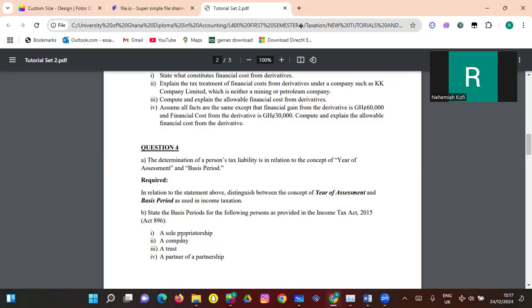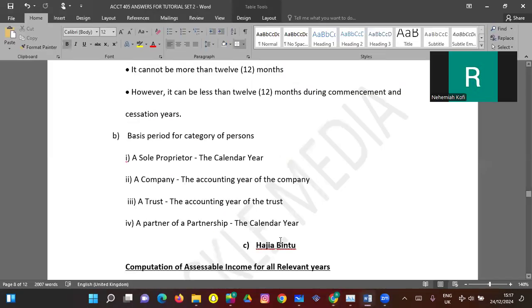So state the basis period for the following persons as provided in the Income Tax Act 2015: a sole proprietorship, a company, a trust, and a partner of a partnership. Basically, for sole proprietorship and a partnership, they use the calendar year. But for companies and trusts, they use the accounting year. So you can see a sole proprietorship uses the calendar year, a company uses the accounting year of the company, a trust uses the accounting year of the trust, and a partnership uses the calendar year.